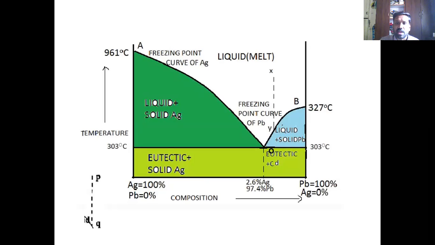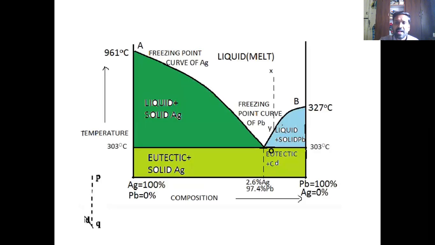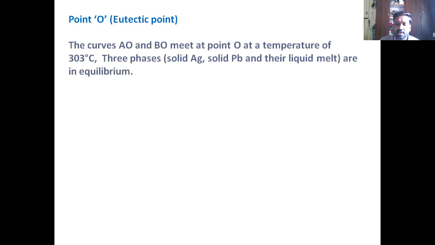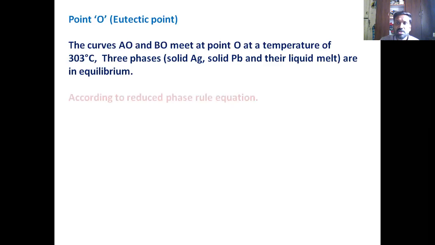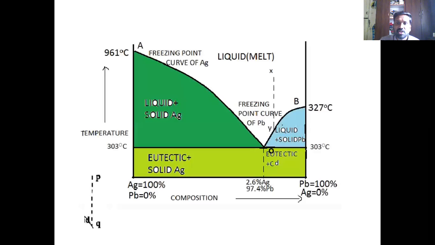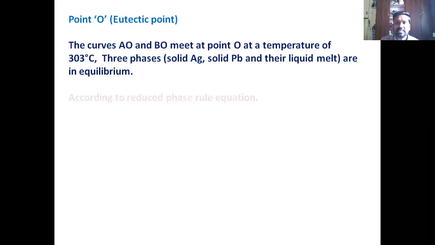Okay. Now, fine. So finally, I just want to tell you one thing. The eutectic point. So what is this eutectic point? As I told you, the eutectic point represents the point at which the minimum melting point is observed for all the possible compositions of the alloy. Minimum melting point. So that is what the eutectic point is.